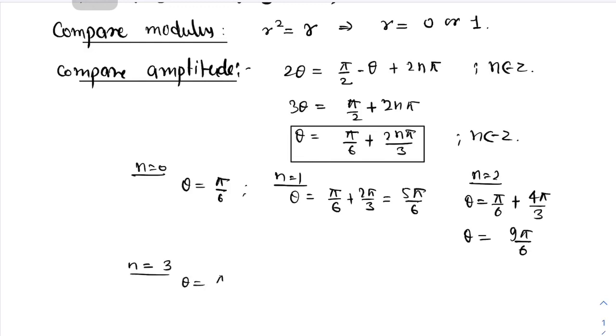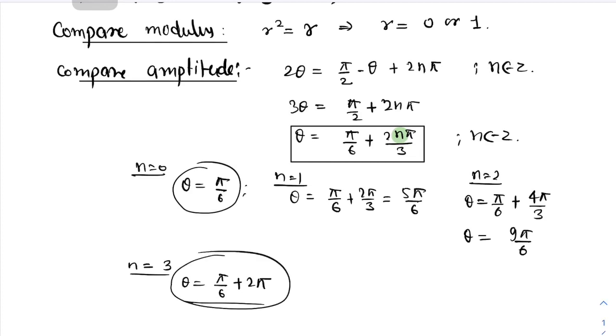Okay, if further I put n equal to 3, let's see what happens. Theta becomes pi by 6 plus 2 pi. You can clearly observe that these two angles, pi by 6 and pi by 6 plus 2 pi, are not different angles. Because pi by 6 is this angle, 30 degrees, and 2 pi plus pi by 6 will be that angle only. Okay, so 2 pi means basically one complete rotation.